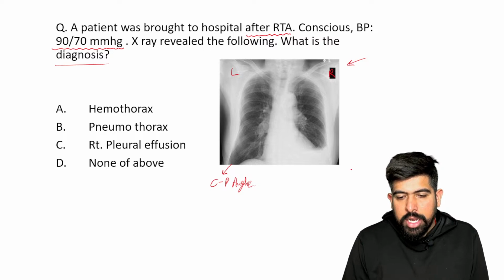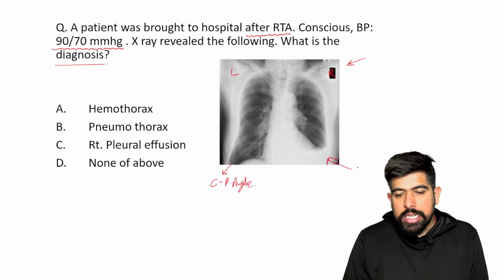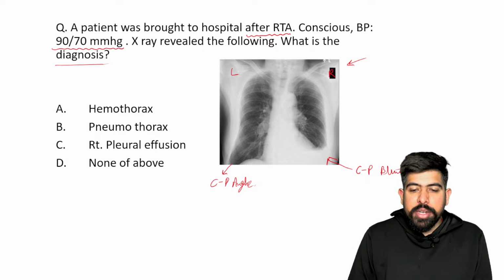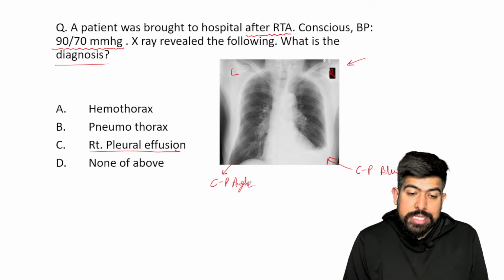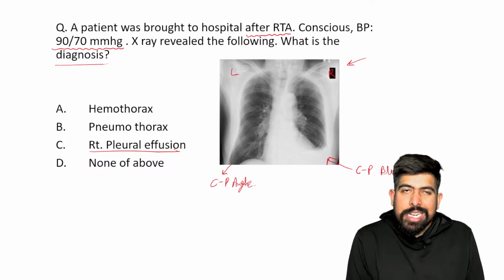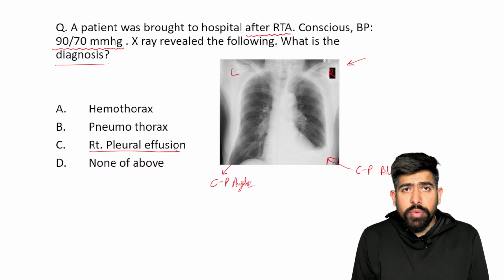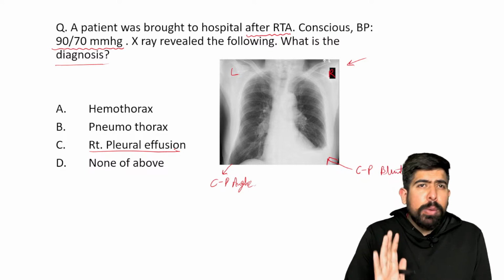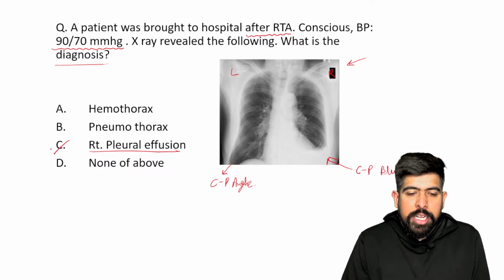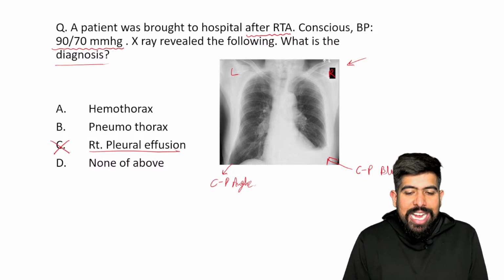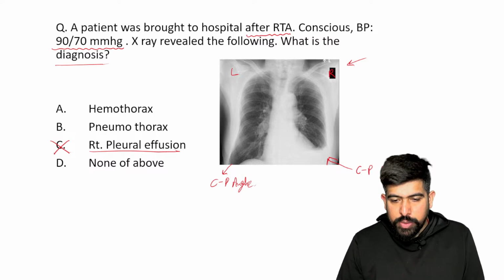So what I can see here, on this side, is that the CP angle is blunt, which is known as blunting. Okay, CP angle blunting. Can you see here? This CP angle is not clearly visible. Of course, CP angle blunting is seen in right pleural effusion. Is it possible, right pleural effusion? Of course, but please remember, if pleural effusion is there, the patient would not have a history of RTA. It is not possible that the patient has pleural effusion and comes to you with this condition.